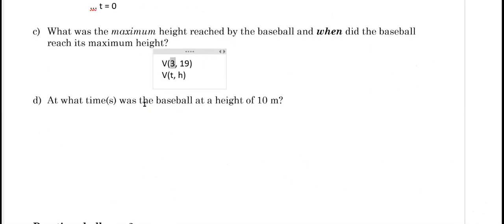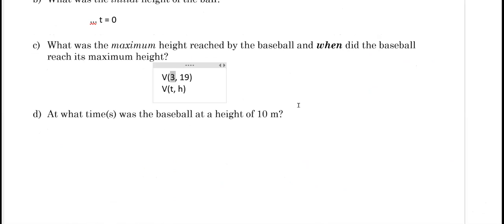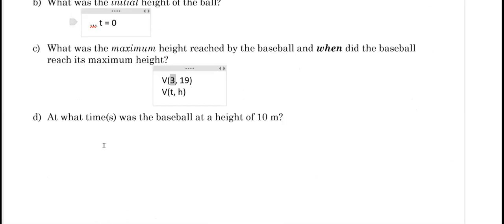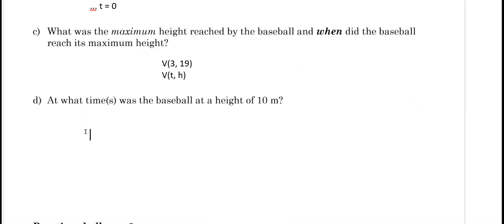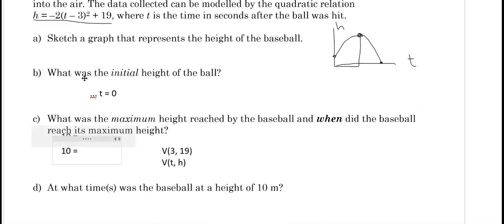At what time or times was the baseball at a height of 10 meters? Now, this is a little bit more tricky. So you have a formula here. So 10 is your height. So actually, let's move this up. So now you're given a height of 10, that's equal to -2 bracket t minus 3 to the power of 2 plus 19.